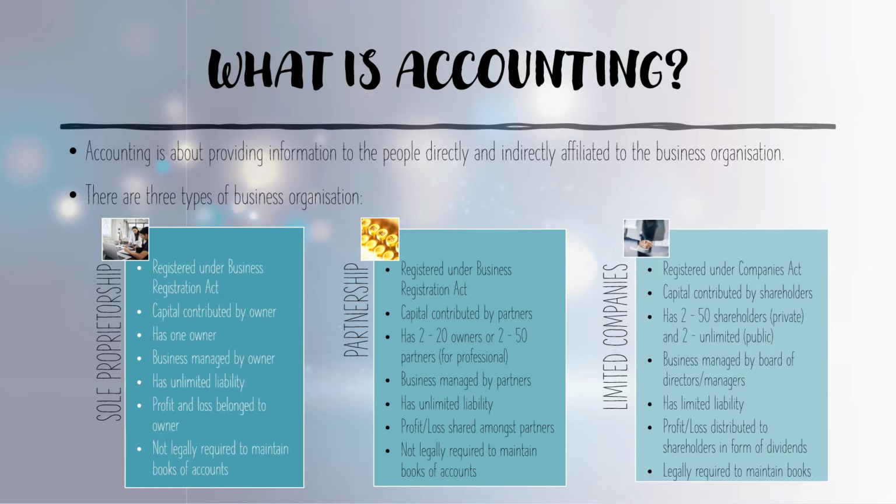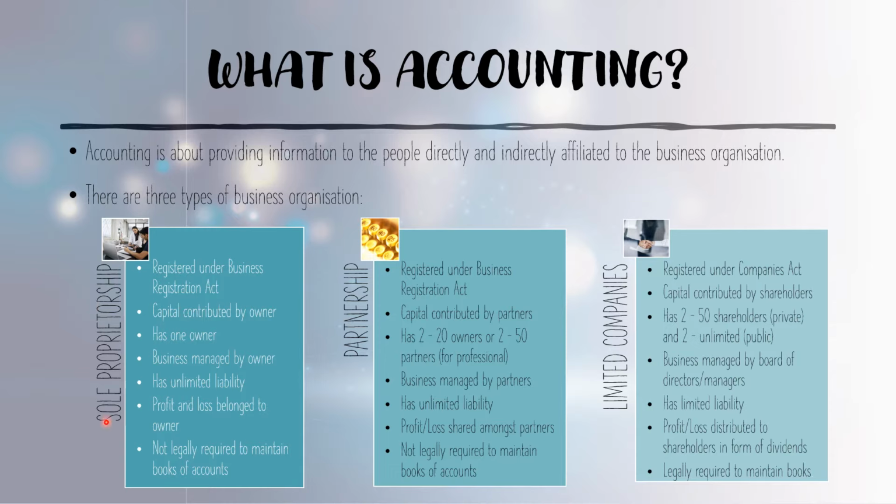So what are the business organizations that usually require accounting information? There are three types here you can see in the slide. The first one is the sole proprietorship. The second one is the partnership. And the third one is the limited companies. So when you want to answer this kind of question in your final exam later on, I would like you to answer according to the characteristics of each type of business.